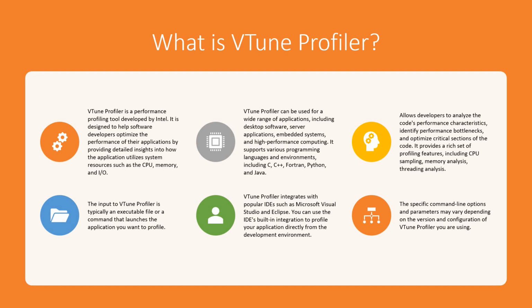VTune Profiler allows the developers to analyze the code's performance characteristics. It also helps in identifying the performance bottlenecks and, most importantly, optimizing the critical sections of the code. It provides you a great set of features which can help you with CPU sampling, memory analysis, threading analysis. The input to VTune Profiler is a simple executable file, with which the VTune Profiler will get you the complete plethora of information that you are looking for.